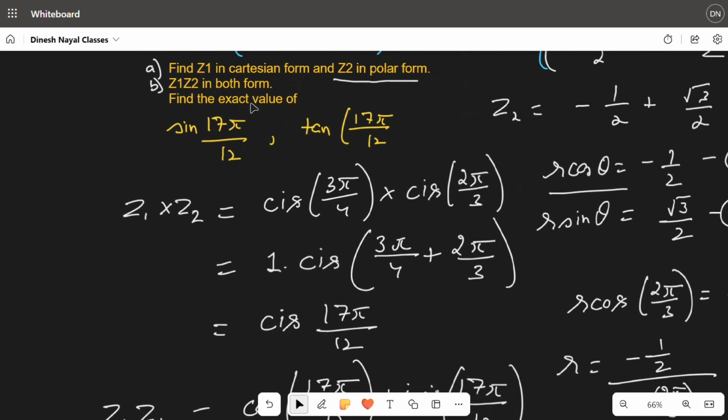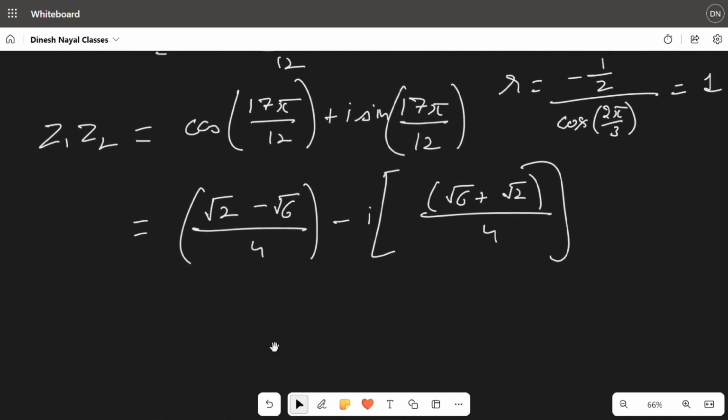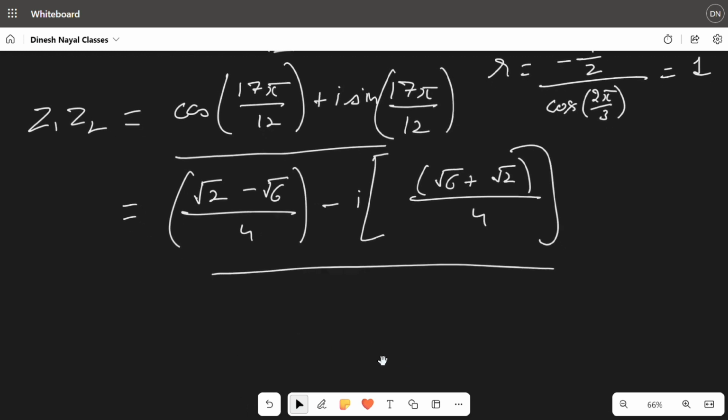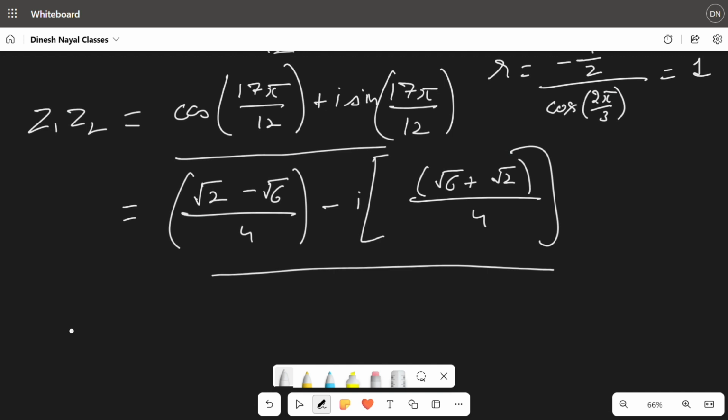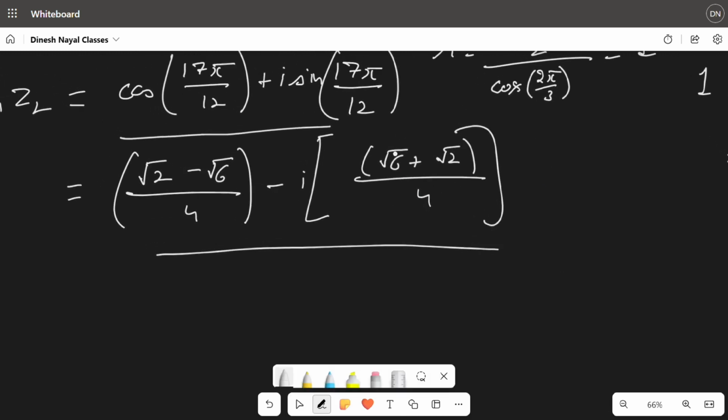Now the next part of the question is to find the exact value of sine 17 pi by 12 and tan 17 pi by 12. So what should be sine 17 pi by 12? If we compare these two complex numbers, comparing the real and the imaginary parts, we know that cos 17 pi by 12 is this, and sine 17 pi by 12 will be minus root 6 plus root 2 by 4.